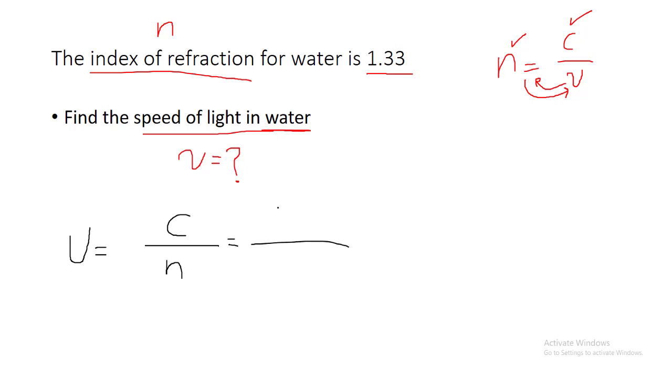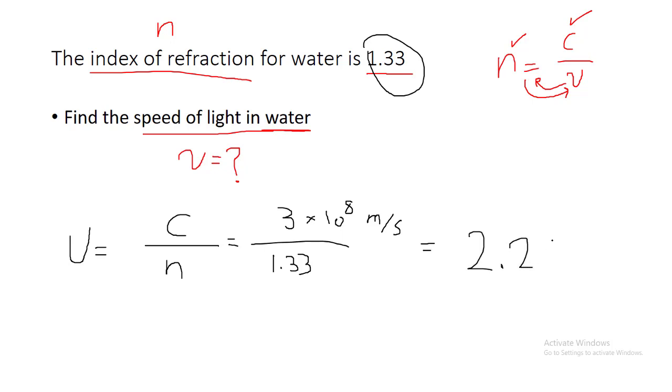We know the speed of light equals 3 times 10 to the power 8, and the unit for speed of light is meters per second. How many meters does light cover in a second? It covers 3 times 10 to the power 8 meters in a second. And then the index of refraction for water is 1.33. No units. And then we divide that. Let's see how much we get. I think we get 2.25 or something, but let me make sure of that. Yeah, we get 2.25 times 10 to the power 8.